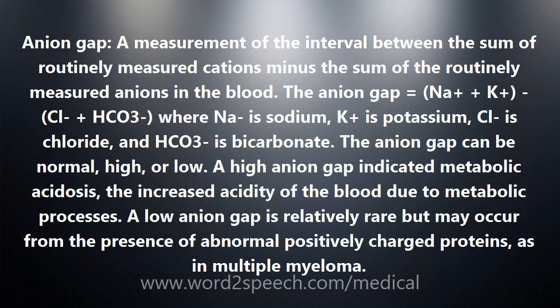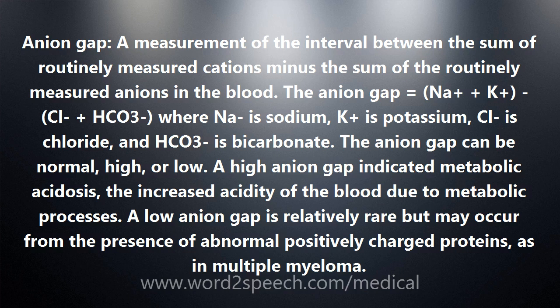Anion gap, a measurement of the interval between the sum of routinely measured cations minus the sum of the routinely measured anions in the blood. The anion gap equals Na+ + K+ − (Cl− + HCO3−), where Na+ is sodium, K+ is potassium, Cl− is chloride, and HCO3− is bicarbonate. The anion gap can be normal, high, or low.